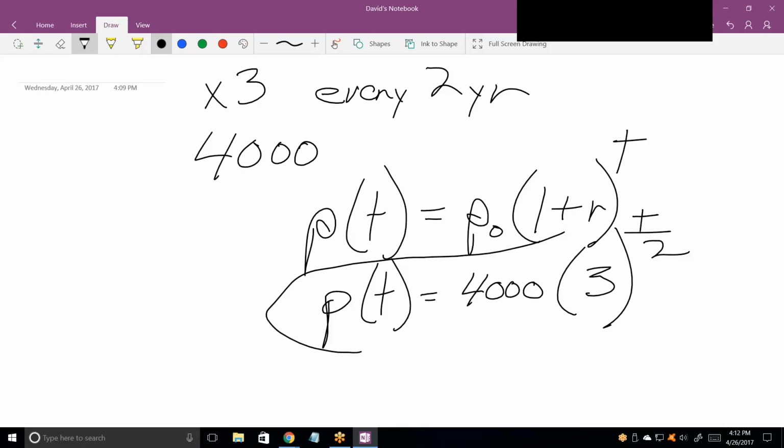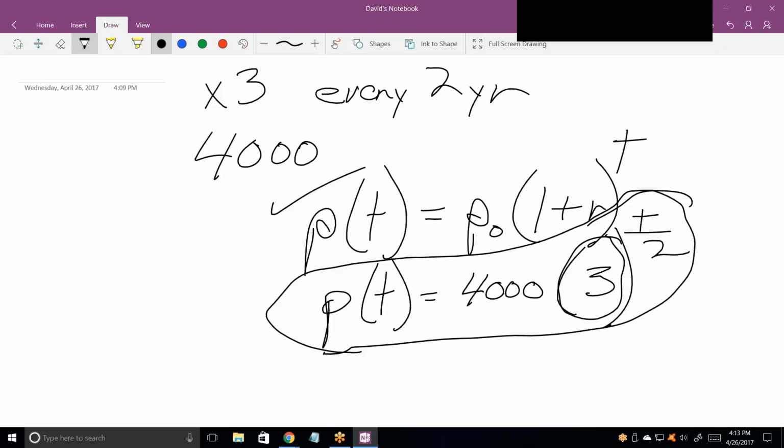Having checked 3 numbers, I checked a t of 0, a t of 2, and a t of 4. And all of them produced what I know to be the correct answer. Now, how did we get 3? Well, r really was 2. I guess we don't need 1 plus r. As long as we know it triples every 2 years, then we can come up with that.